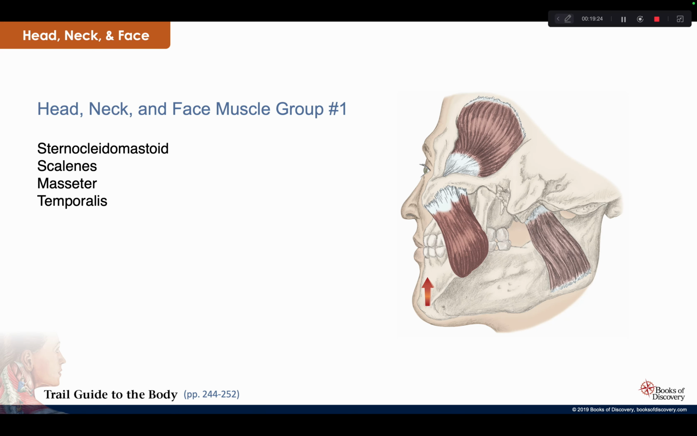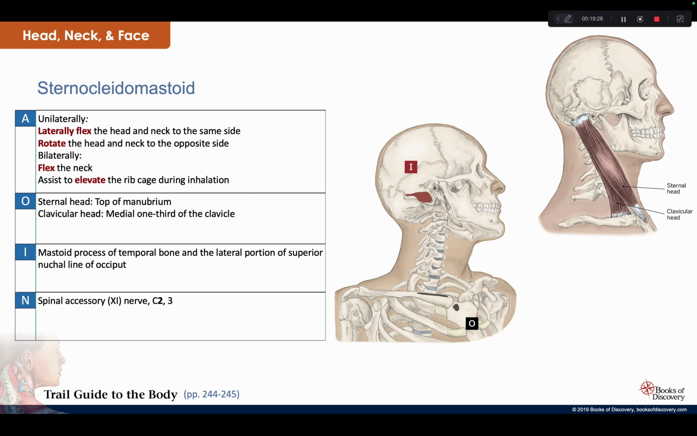Head, neck, and face, muscle group number 1. Let's rock and roll. So this muscle is really important to work on, and working on it appropriately so that you don't get those endangerment sites or make somebody feel like you're choking them in some way.